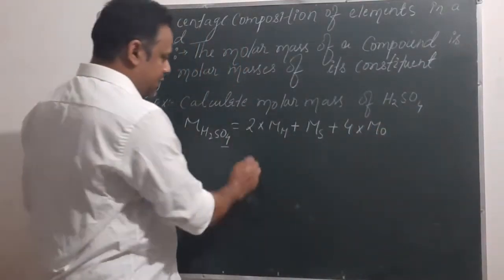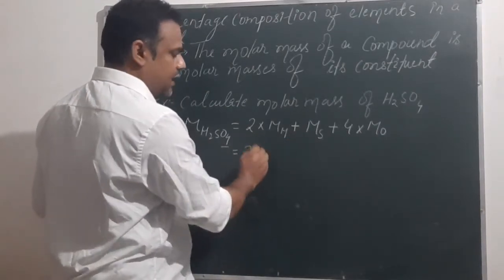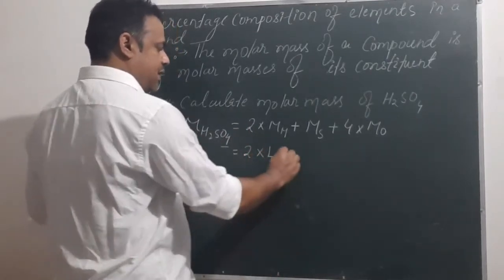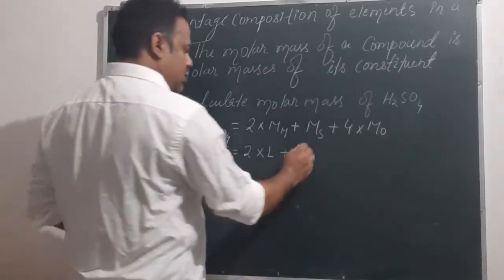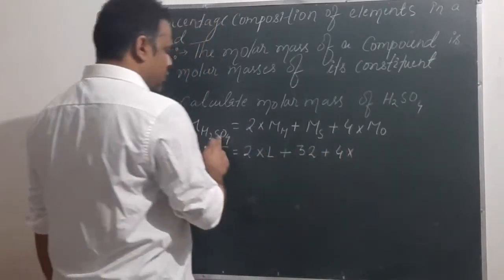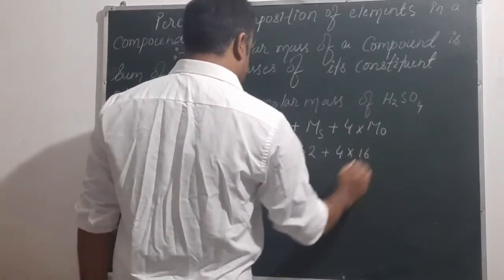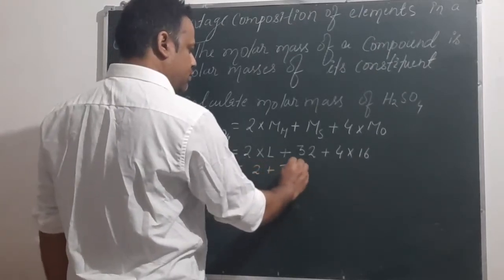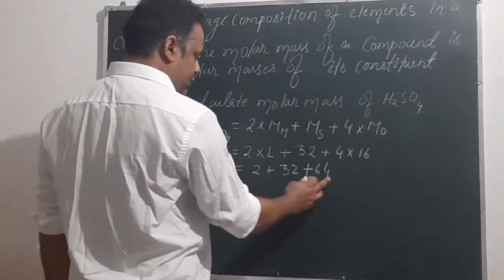Now we all know that the molar mass of hydrogen atom is 1 gram per mole. So it will be 2 into 1, plus the molar mass of sulfur, which is 32 gram per mole. So it will be 32, plus 4 into the molar mass of oxygen, which is 16 gram per mole. So 16. So this will be equal to 2 plus 32 plus 64.